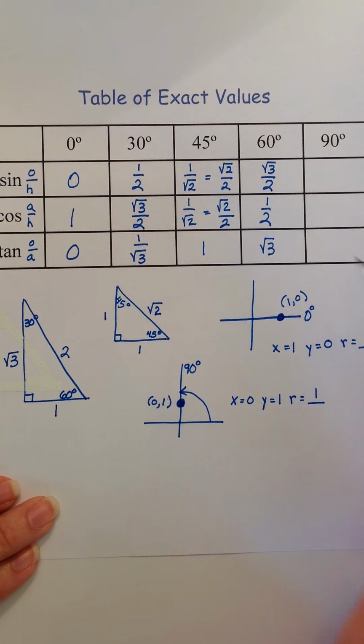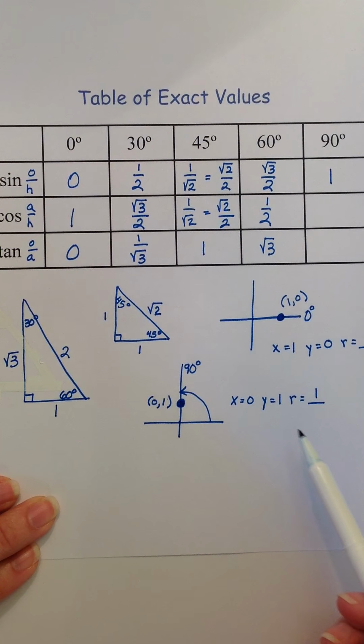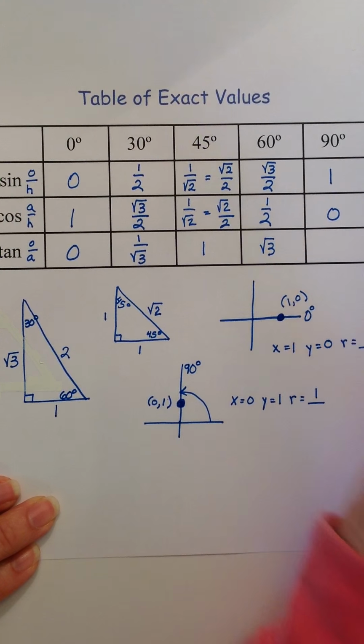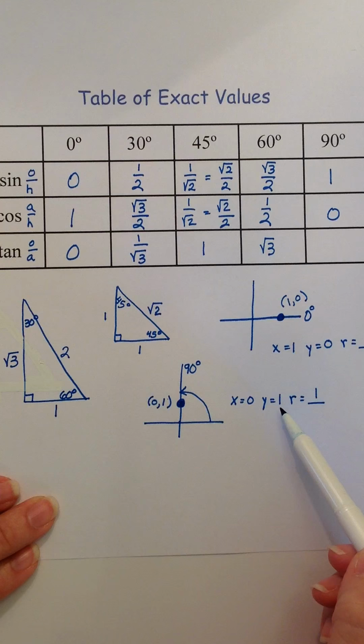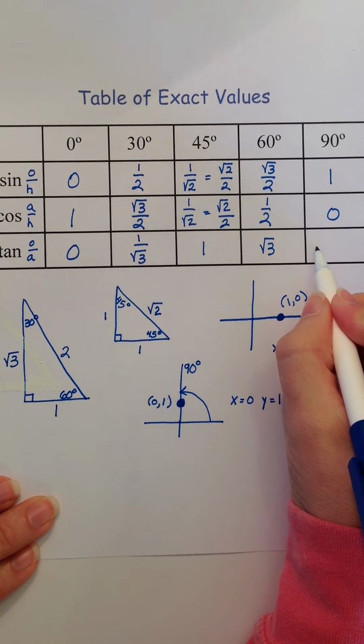Okay, so sine is going to be y over r, so that would be 1 over 1, which is 1. And then cosine is going to be x over r, so that would be 0 over 1, which is 0. And then tangent is going to be y over x, so 1 over 0. Of course, 1 over 0 is undefined.